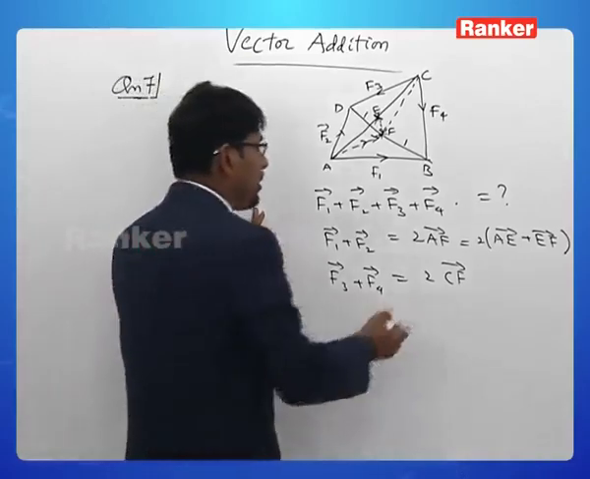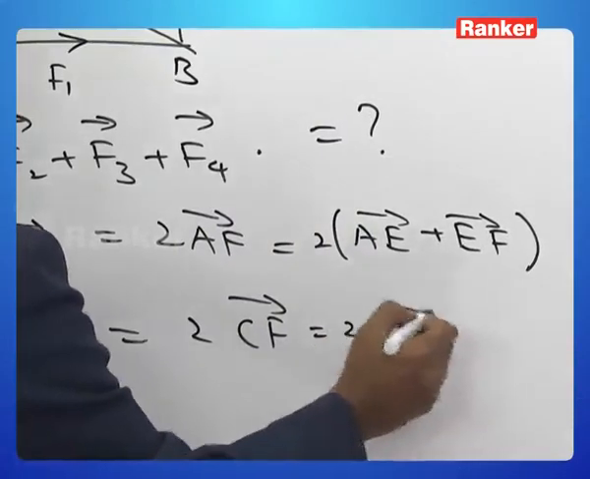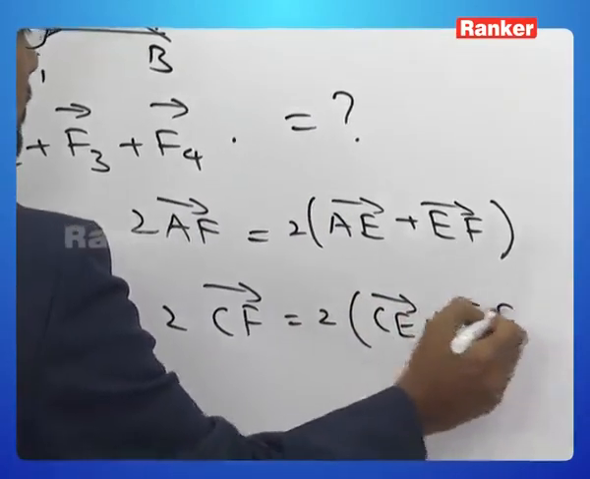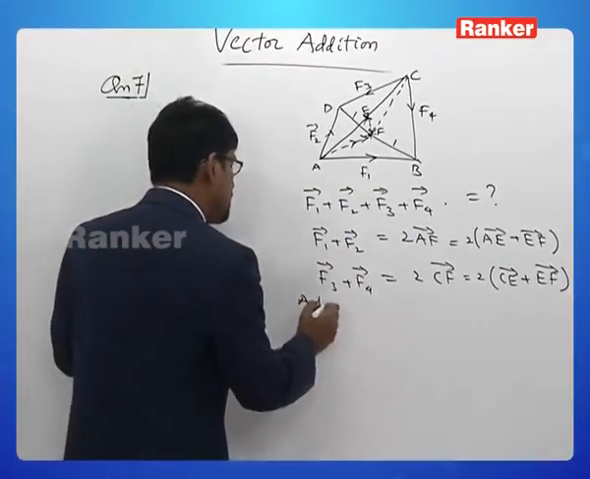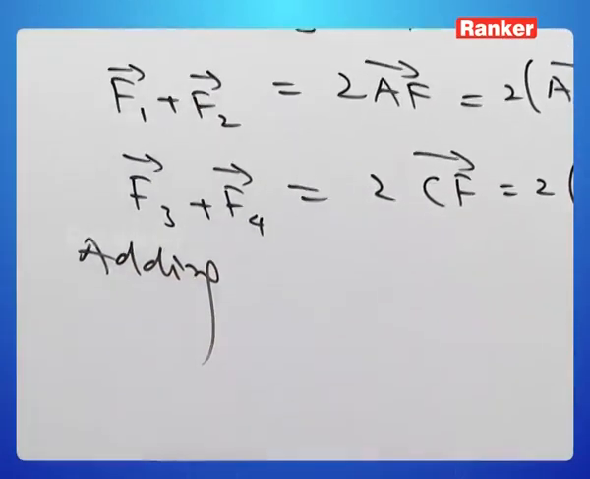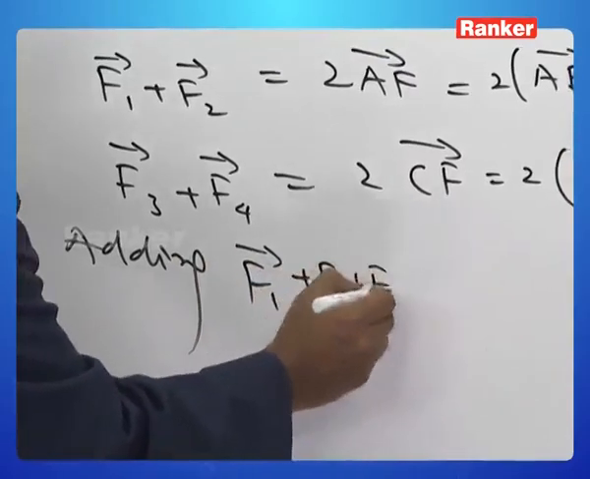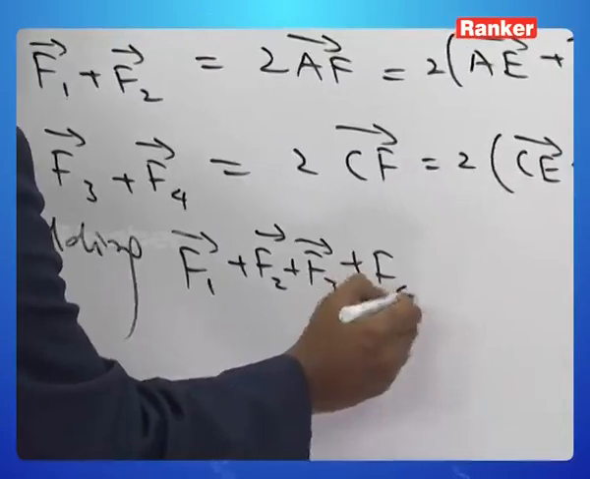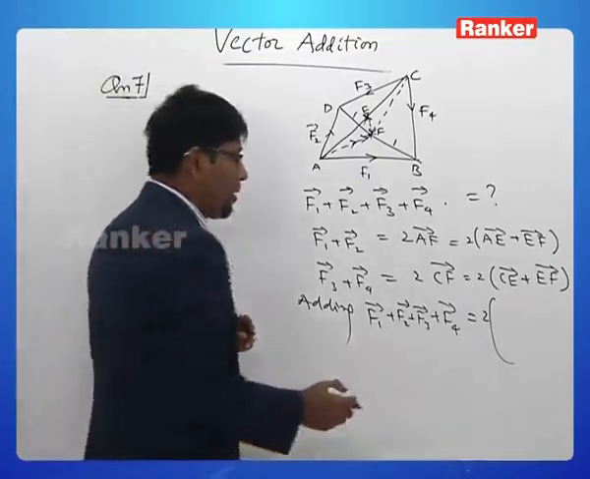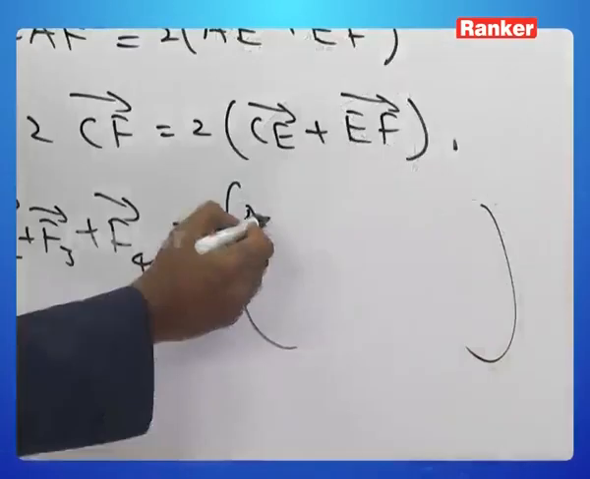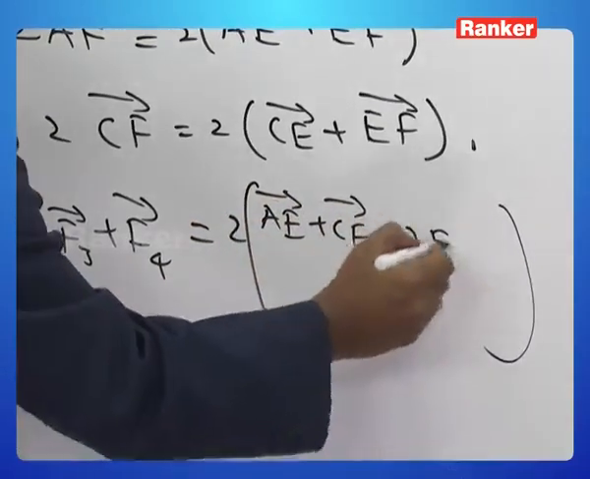Similarly, what about CF vector? CF vector can also be represented in terms of CE plus EF. So let's add up now. Adding the two equations, what do we get? F1 plus F2 plus F3 plus F4 is equal to 2 times AE plus CE plus 2 times EF.